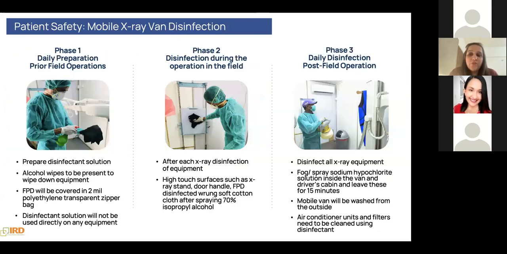In doing all this, we were very stringent about infection control protocols and patient safety. Since there was not much known about this disease at that point, we followed a very strict phasic approach to disinfecting our vans and our equipment, which involved three phases: one prior to field operations, one during, and the third post operation. Prior, everything was cleaned, all surfaces. We were very stringent about the use of material. During our actual screening activities, we made sure that all surfaces and equipment were cleaned in between individuals and patients. And then there was a thorough system in place for disinfection post activities as well.